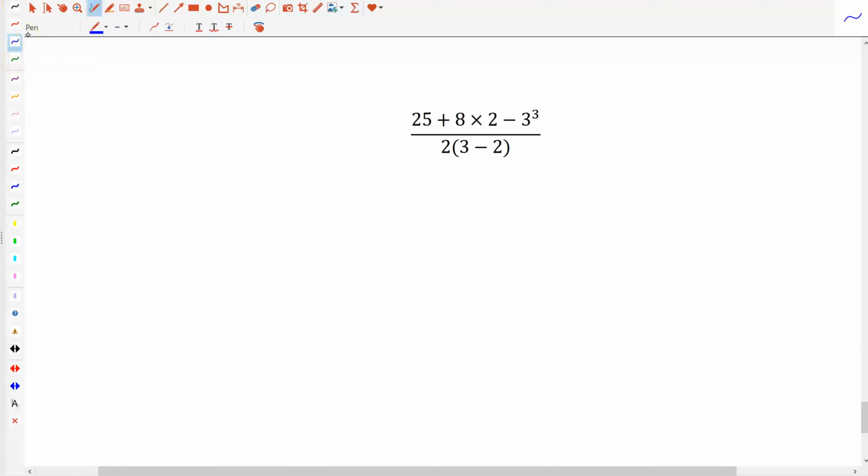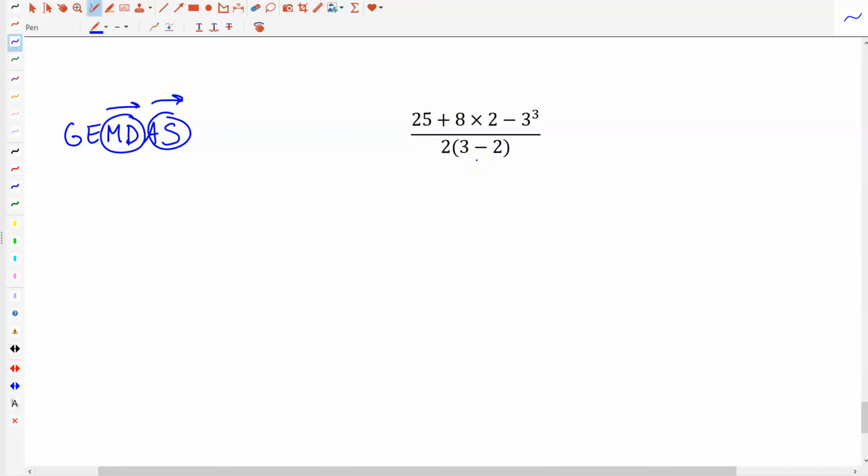So when I go to work through my order of operations, all right, I will deal with those grouping symbols working both in the top pieces and the bottom pieces separately. So in the top I have 25 plus 8 times 2 minus 3 cubed. And in the bottom pieces I have 2 parentheses 3 minus 2 close the parentheses.